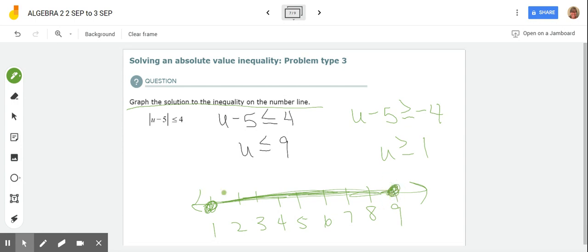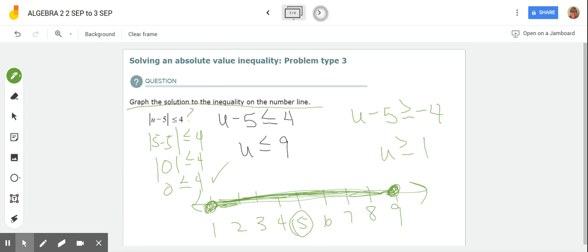And if you ever want to check if you're right, pick a number, any number, and plug it in. And if it's a solution, then it works. So I'll pick 5 because I like 5. Why not? 5 minus 5 is less than or equal to 4. Is that true? 5 minus 5 is 0. Absolute value of 0 is 0. 0 is less than or equal to 4. So yes, it's true. So we know we picked the right solution.